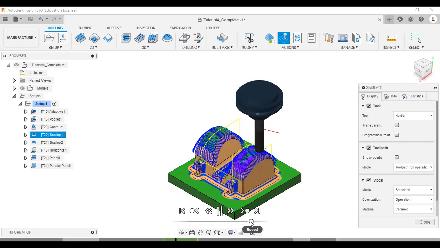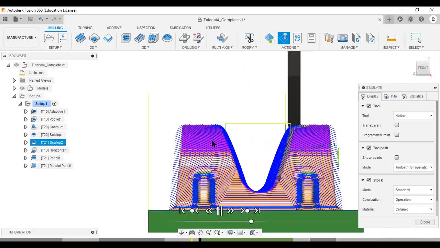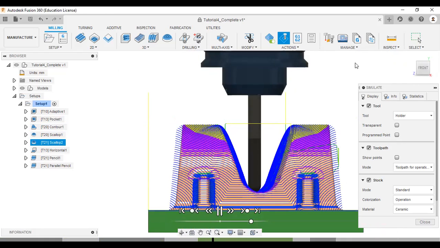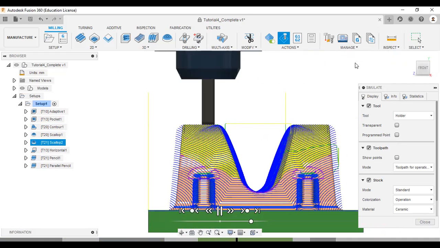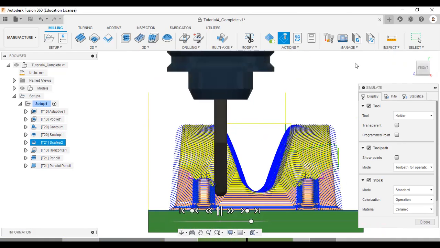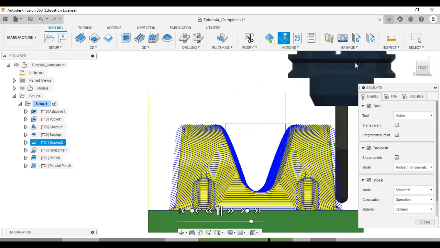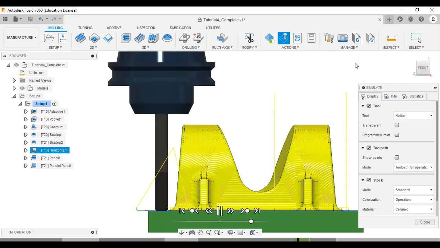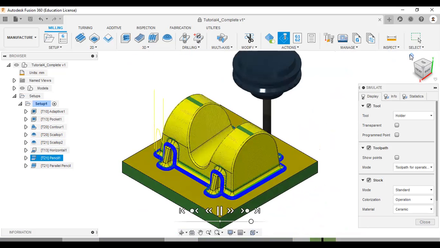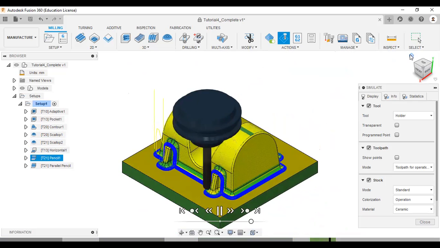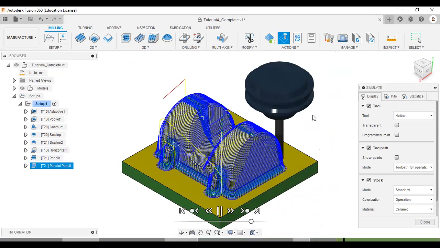Then the scallop strategy. Then the horizontal strategy, pencil strategy, and parallel pencil strategy.